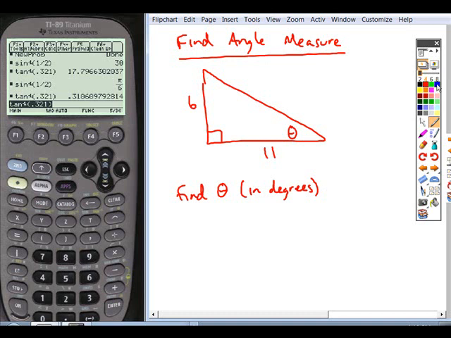The way that you would solve this is you take the known information. What trig ratio relates this known information? You have an angle, you have an opposite, and you have an adjacent. So opposite and adjacent is tangent. So we know that the tangent of theta is equal to opposite over adjacent.